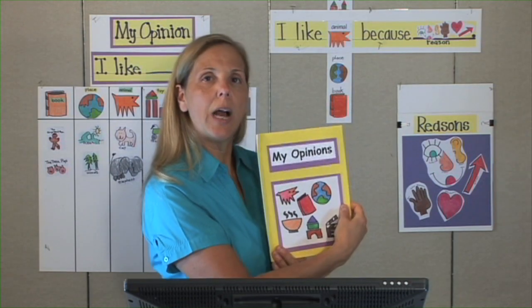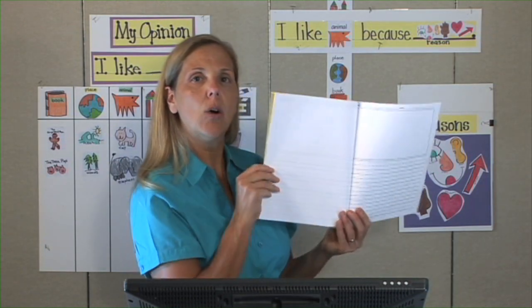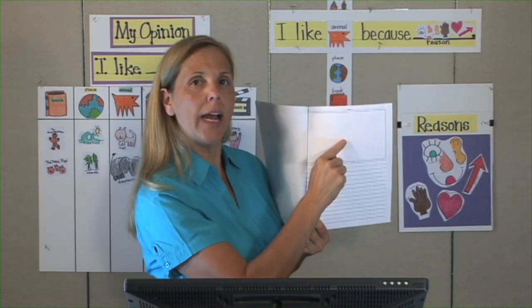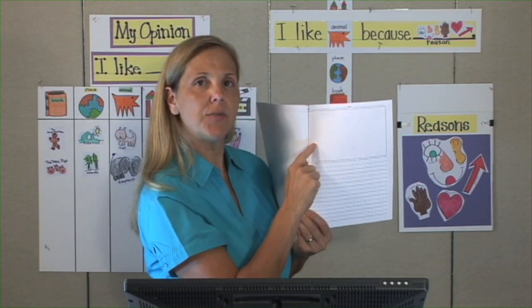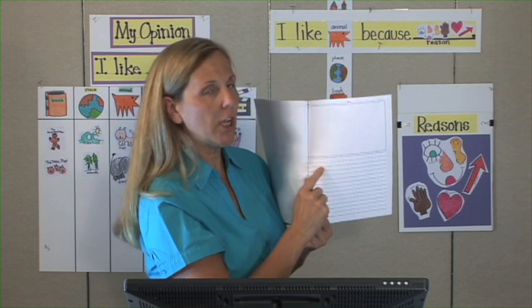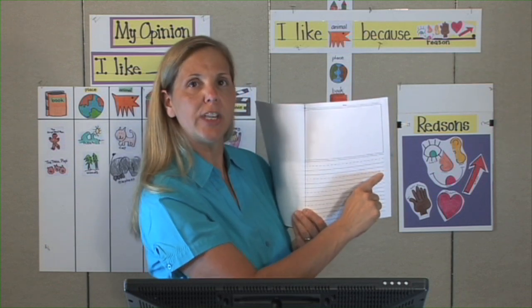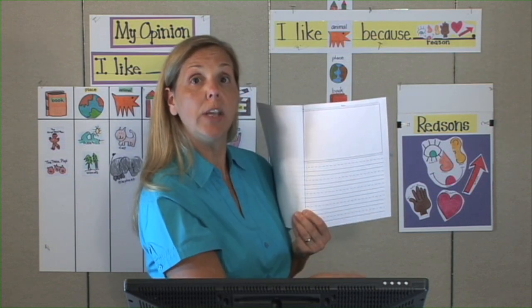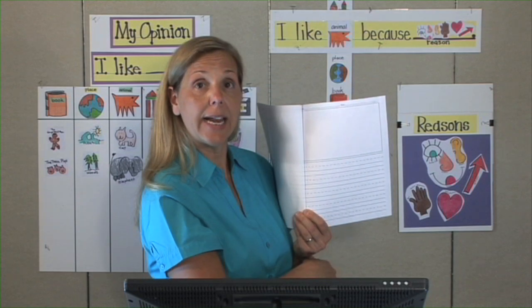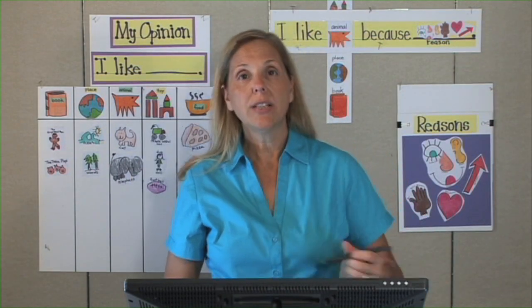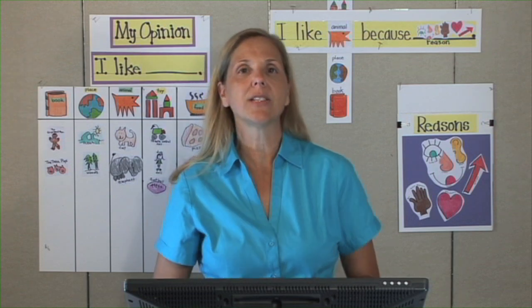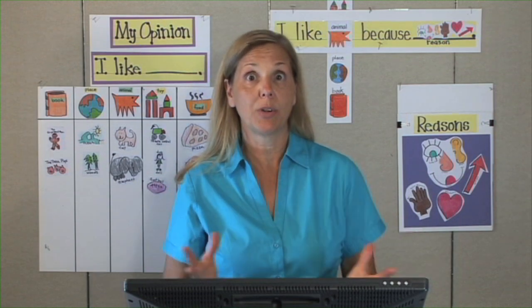For stage 2, I would have an opinion book, but now instead of I like and a picture to draw in, I'll just draw a picture of something that I like. And then down below, I'm going to write I like, and then I'm going to show the kids how I slowly write the word out and say the sounds. This is our stage 2. Finally, we get to stage 3, and when we get to stage 3, that's when it really becomes fun.